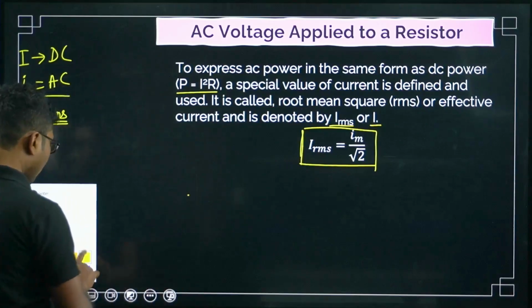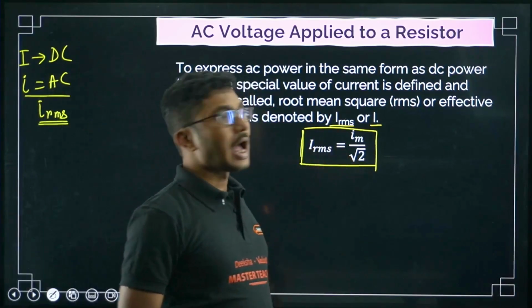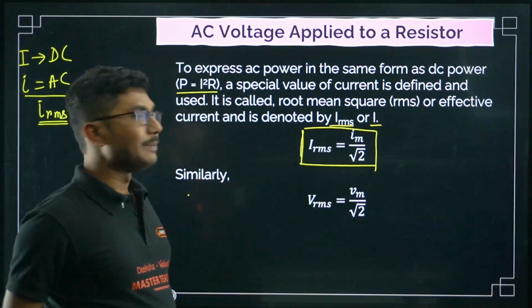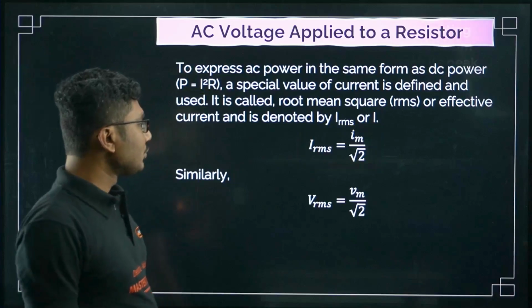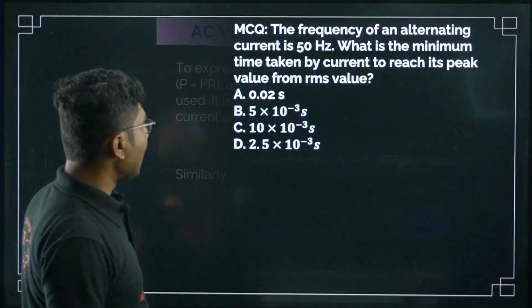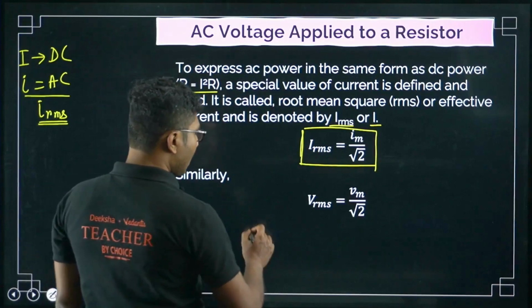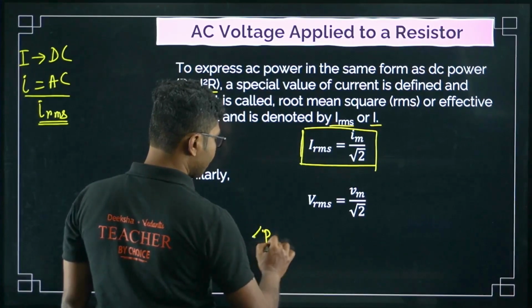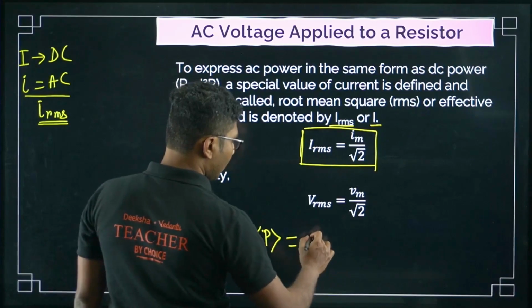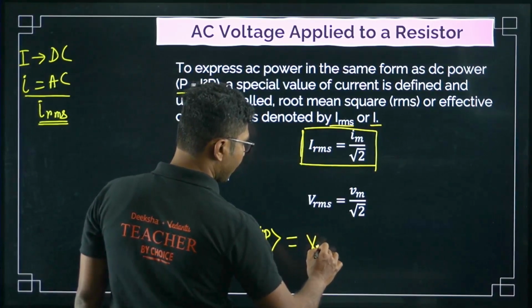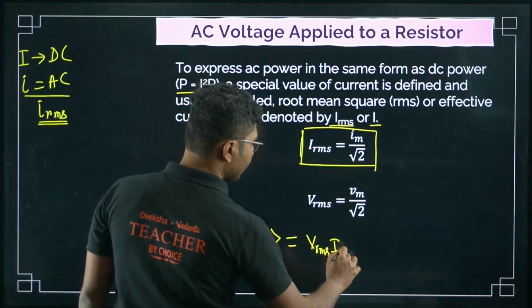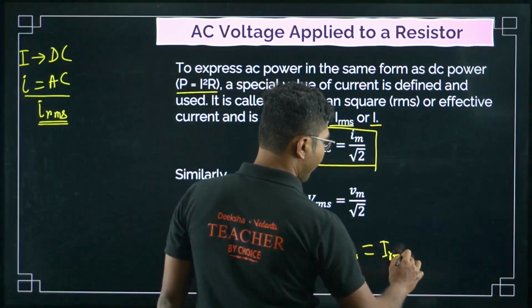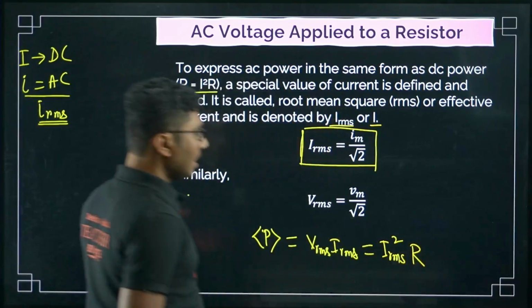So RMS is important, and IRMS is basically represented by Im by root 2. Okay, and VRMS is again represented by Vm by root 2. So what is the power consumed? The average power consumed is basically VRMS into IRMS, or you can say it is IRMS square into R. How does it come like that?